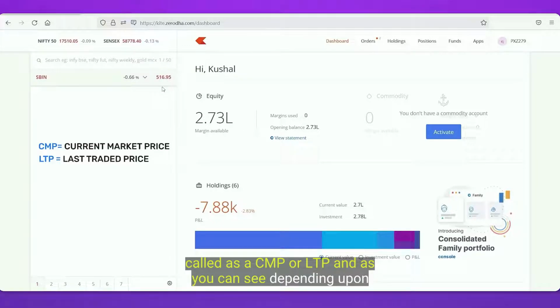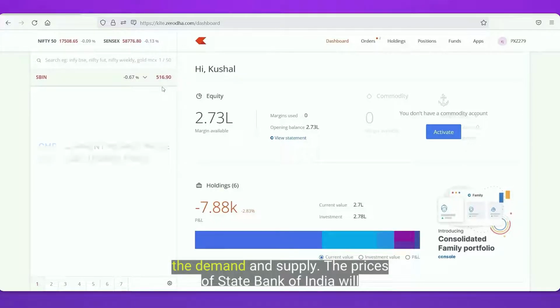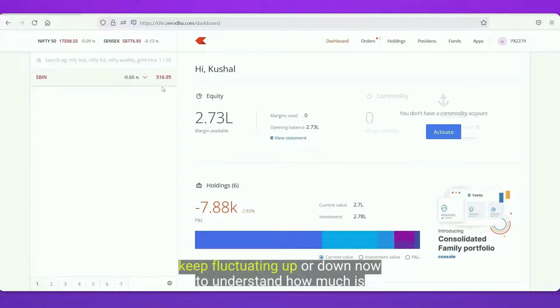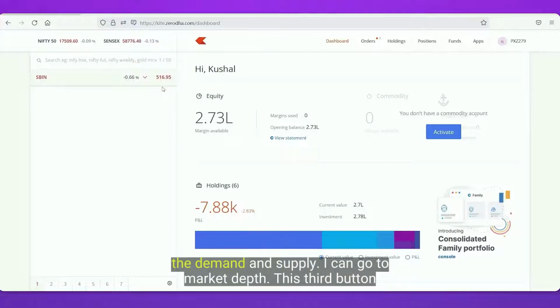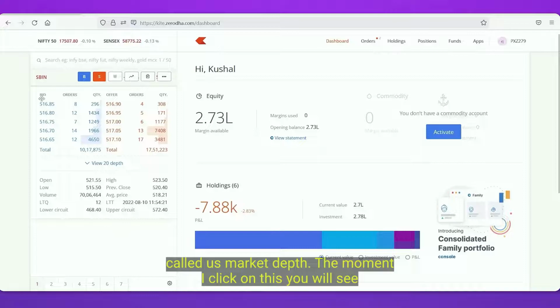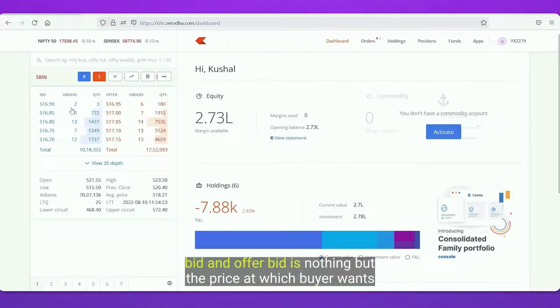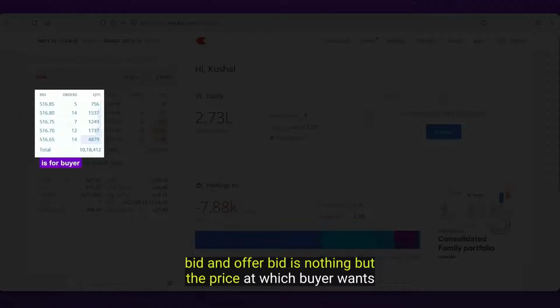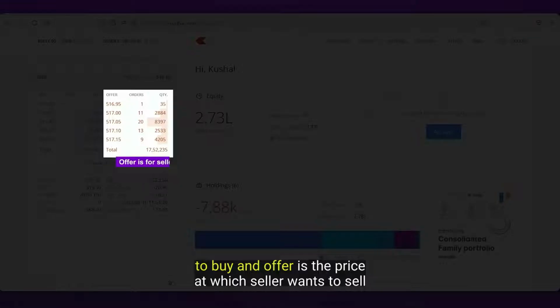And as you can see, depending upon the demand and supply, the price of State Bank of India will keep fluctuating up or down. Now, to understand how much is the demand and supply, I can go to market depth. There's this third button called market depth. The moment I click on this, you will see bid and offer. Bid is nothing but the price at which a buyer wants to buy, and offer is the price at which a seller wants to sell the shares.